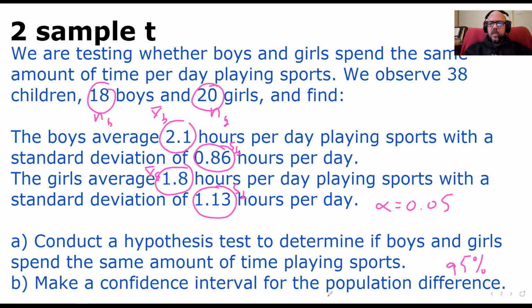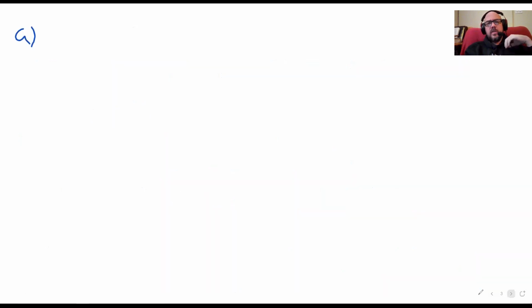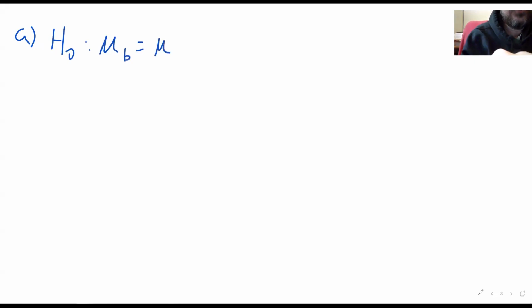So that means that I am interested in whether the mean for boys equals the mean for girls. So we can write that in a couple of ways. We can write that as mu sub b equals mu. Oh, I didn't write that these were hypotheses. Pardon me. Let's try that again. All right. So my null hypothesis is mu sub b equals mu sub g.